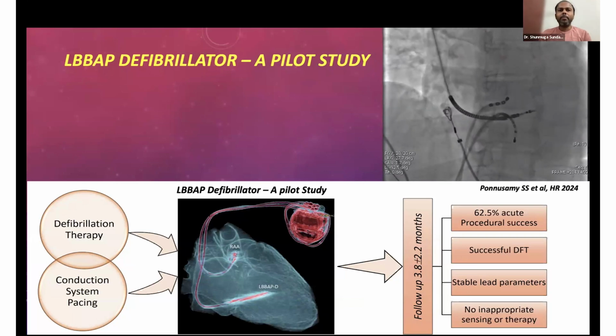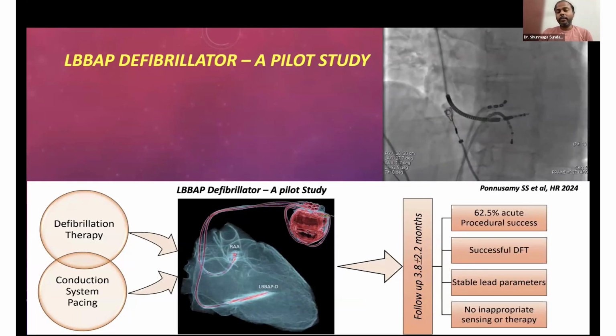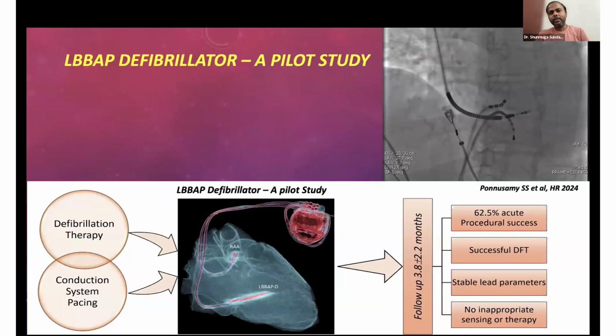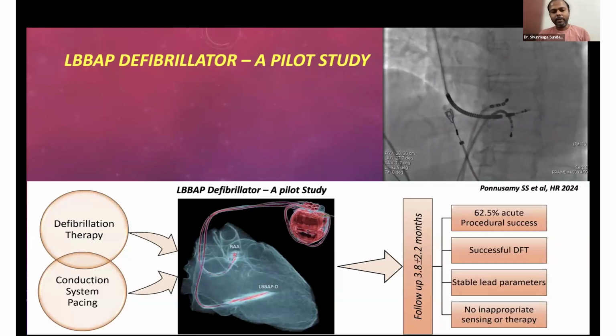The future is bright probably, but we need to understand the basics. We need to understand how the technique is done. And at the most, we need to start with His bundle pacing, because that helps us as a salvage technique in some patients where there will be a difficult setup.